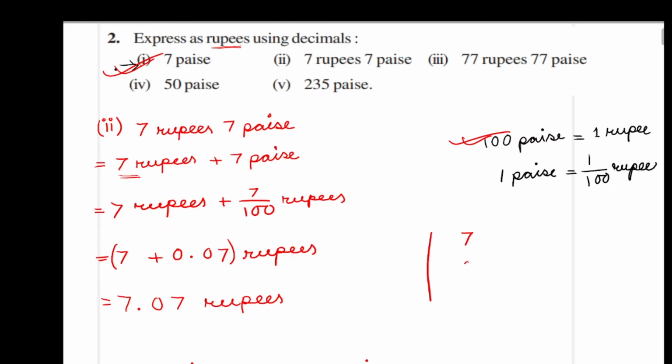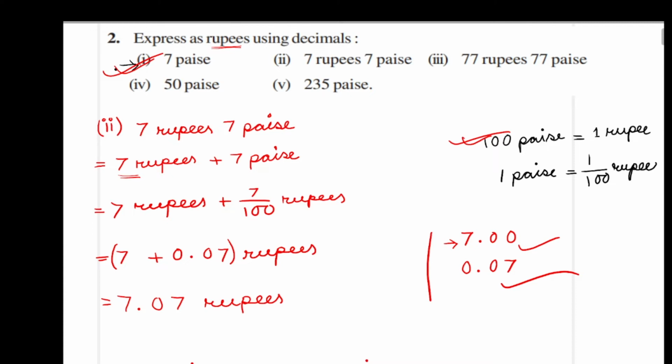7 and 0.07. Now see, 7 is not in the form of a decimal, but we can write it as a decimal by putting the decimal point here, then 0, 0. Now both the numbers are in the form of like decimals.